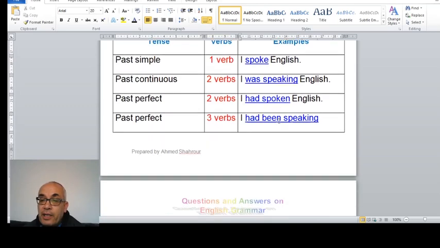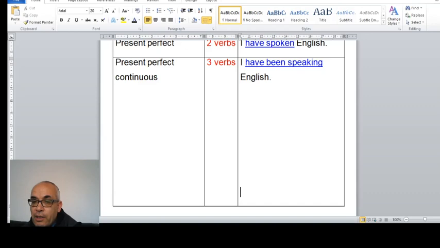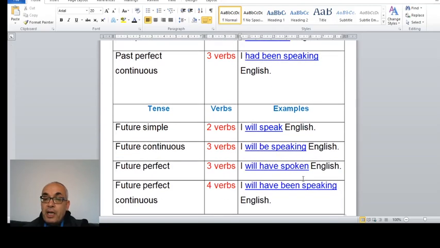Okay, let's do it this way then. This is better. So I said before in my previous videos, two tenses in English have one verb, and they are past simple and present simple. So past simple has one verb, present simple has one verb, and that's why we call them simple. So past simple, spoke. Was speaking is past continuous, had spoken is past perfect, had been speaking is past perfect continuous. Let's look at future.